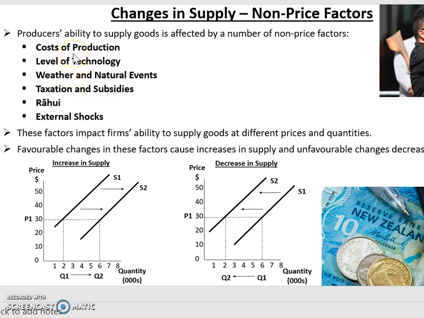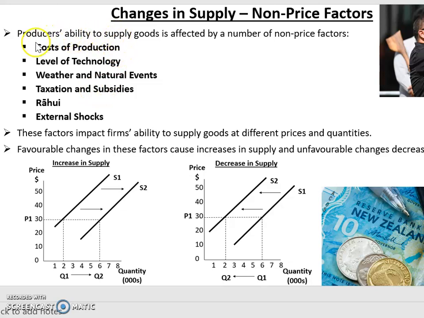So when there are favorable, positive changes in these factors, it's going to increase supply and shift our supply curve out to the right. If there are unfavorable or negative changes in these factors, it's going to shift our supply curve to the left, or decrease supply. And we're going to talk about these in much greater depth in the coming lessons.